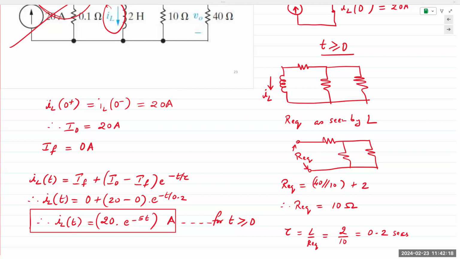All right, any questions before I move on to example 2? Any questions at all?